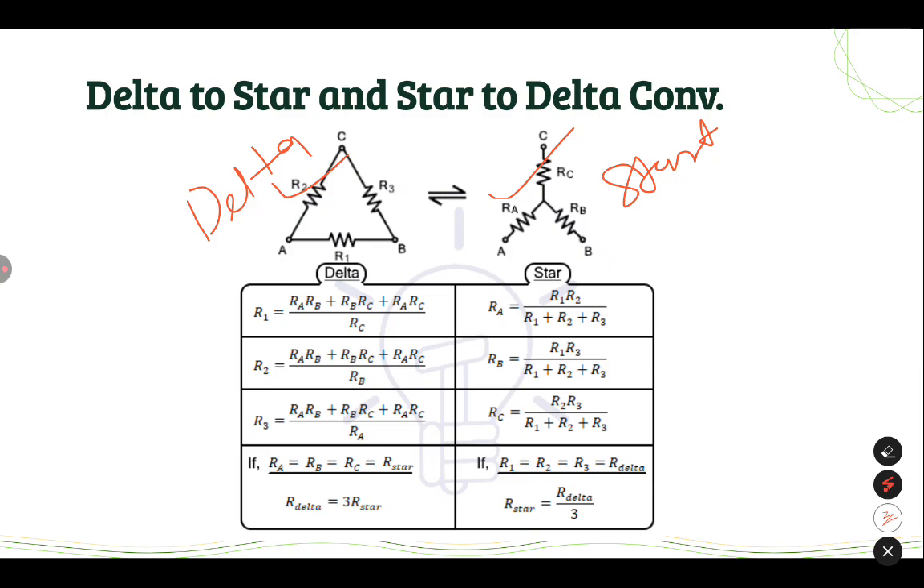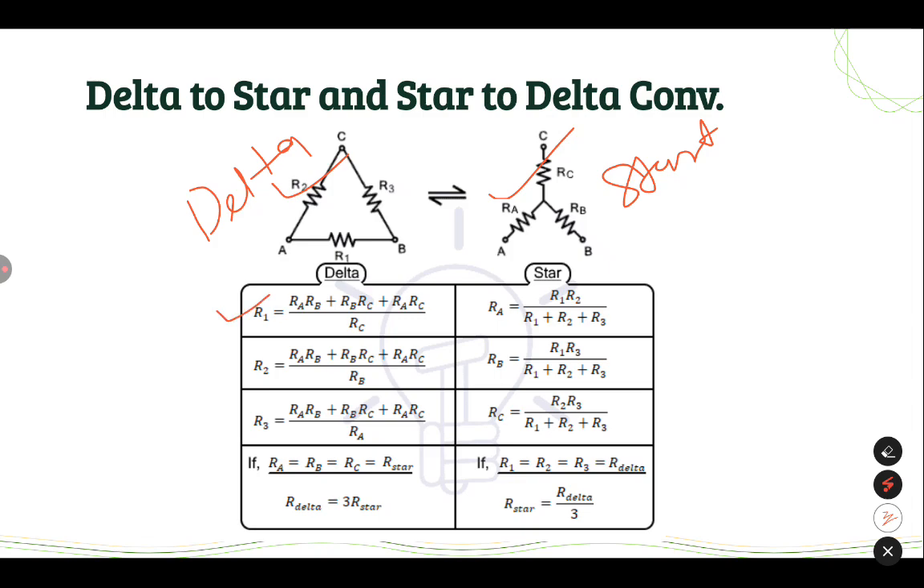Suppose some resistors are connected in delta formation and we need to convert into star for the simplification of the circuit. So what is the formula for that? It is listed here. Suppose we have a star value RA, RB, RC and we convert it into delta, that is R1, R2, R3. So what is the relation between R1, R2, R3 and RA, RB, RC? Here you can see R1 equals RA RB plus RB RC.